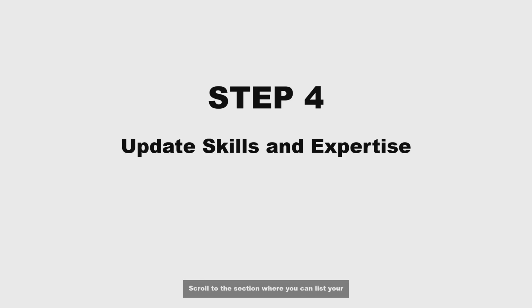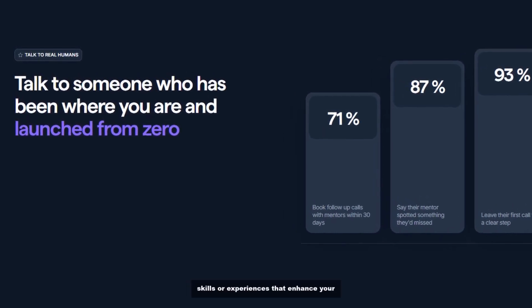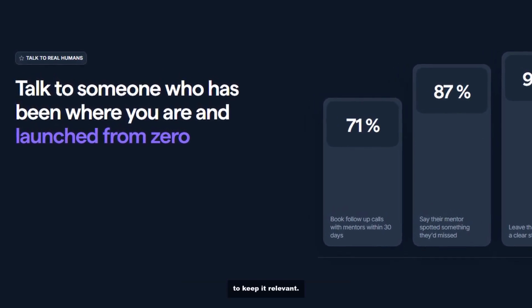Step 4. Update skills and expertise. Scroll to the section where you can list your skills and areas of expertise. Add any new skills or experiences that enhance your profile and remove any outdated information to keep it relevant.